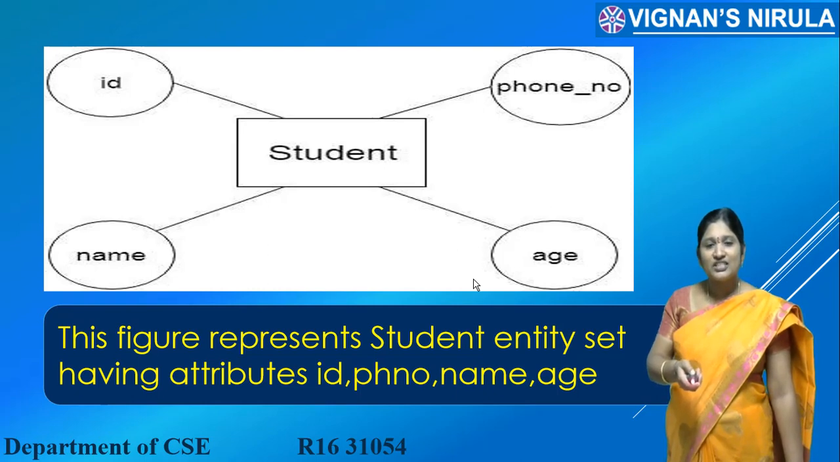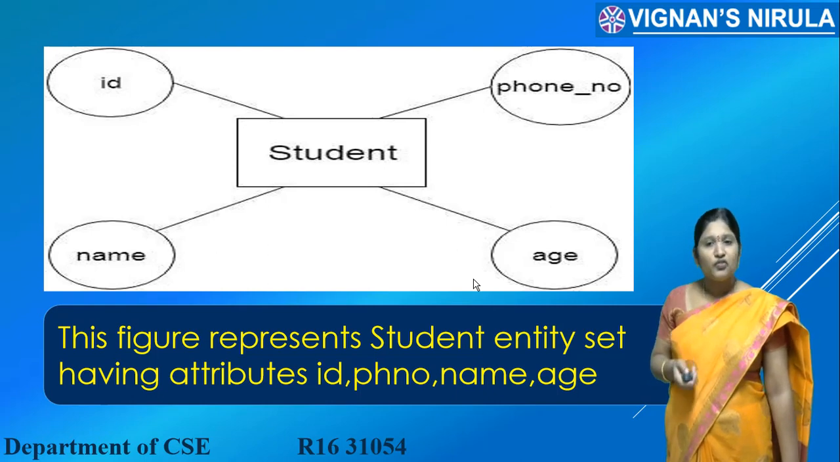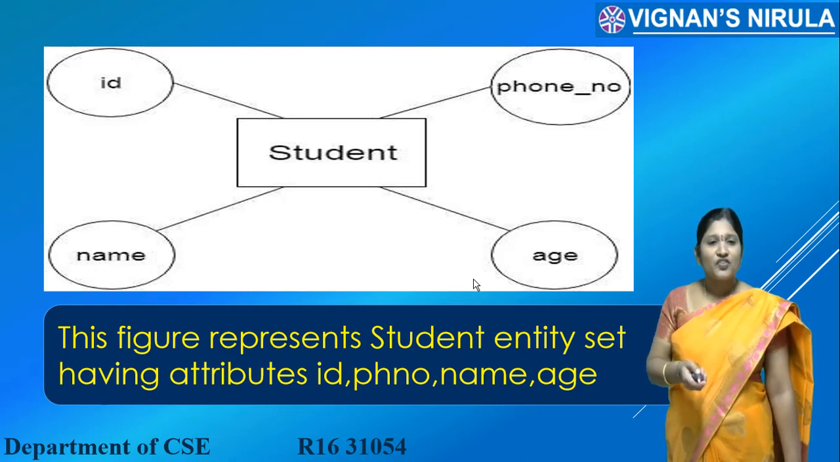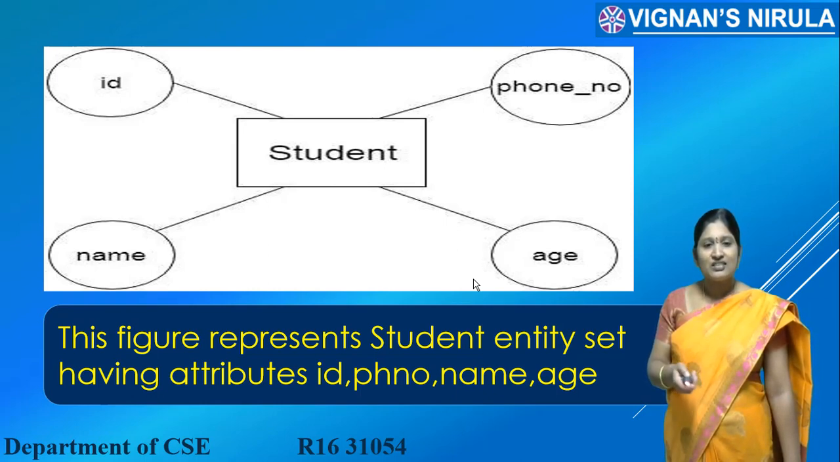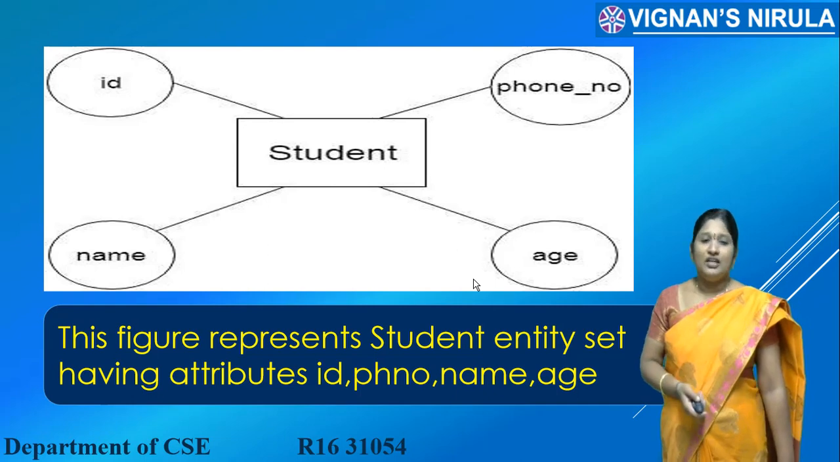What is the name of the entity set? Student is the name of the entity set, and we need to depict all four attributes of the entity set. The first attribute is ID, depicted using an oval symbol with the name ID written inside, and connected to the entity set. As well as the second attribute, name, is also represented and connected to the entity set. The age is also represented using an oval symbol and connected to the entity set. And the phone number is also depicted in the same way and connected to the entity set.